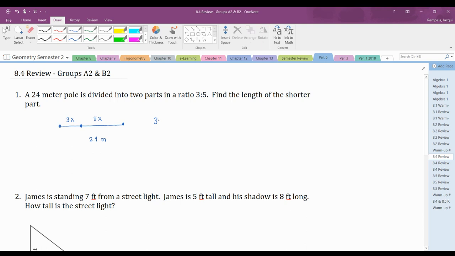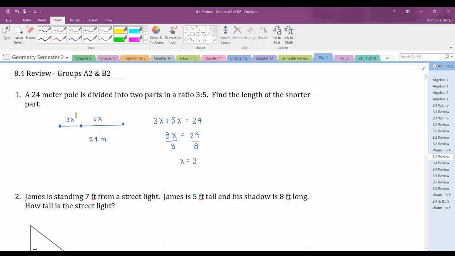I'm going to take 3x plus 5x and set that equal to 24. Notice that when I combine those like terms, it gets me 8x. That equals 24. I'm going to divide both sides by 8, and I get x to be 3. But remember, we have to read the problem carefully. 3 is not my answer. I didn't ask for an x. I asked to find the length of the shorter part.